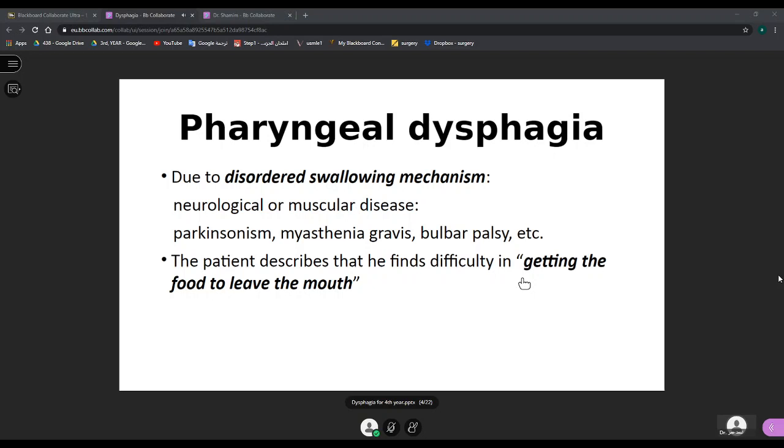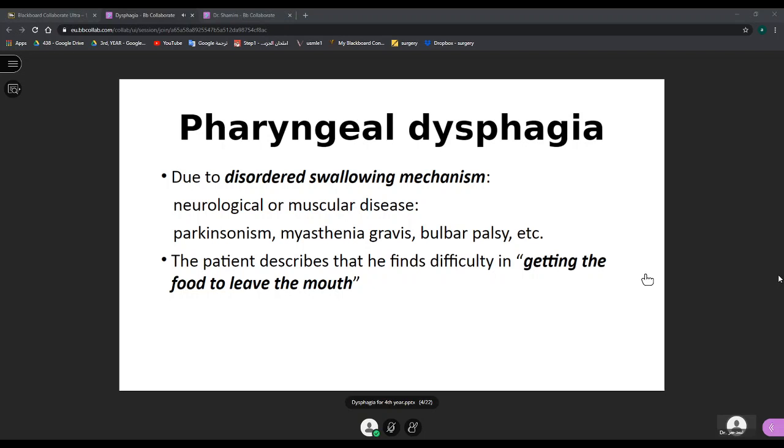And as I have mentioned previously, this classification is very important because it will tell you about the underlying cause. One of the most important jobs for you as a physician in the hospital is to find out what is the cause of dysphagia so that you can treat the condition.